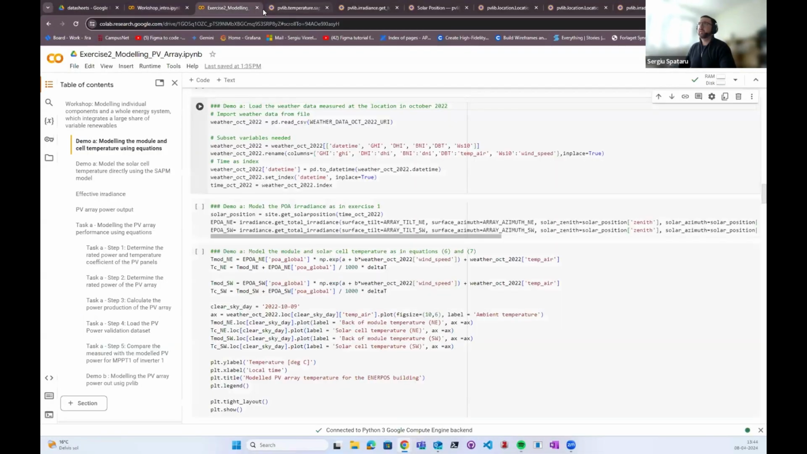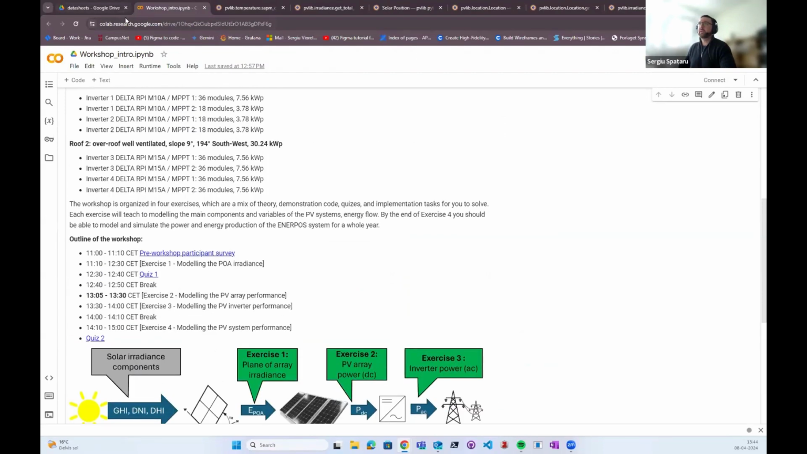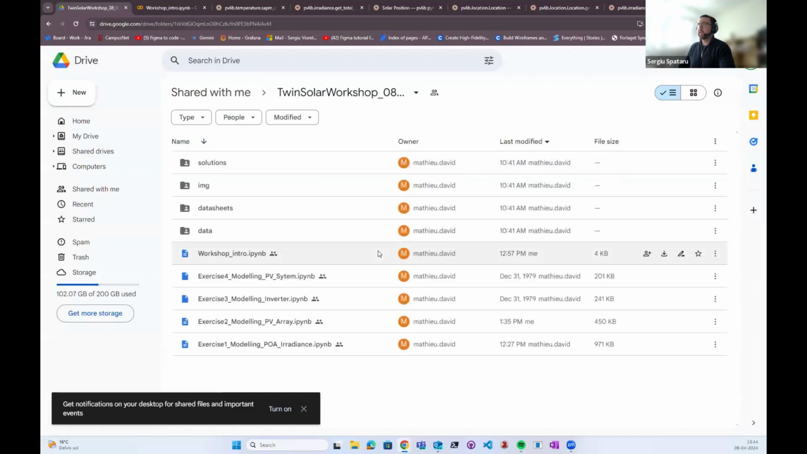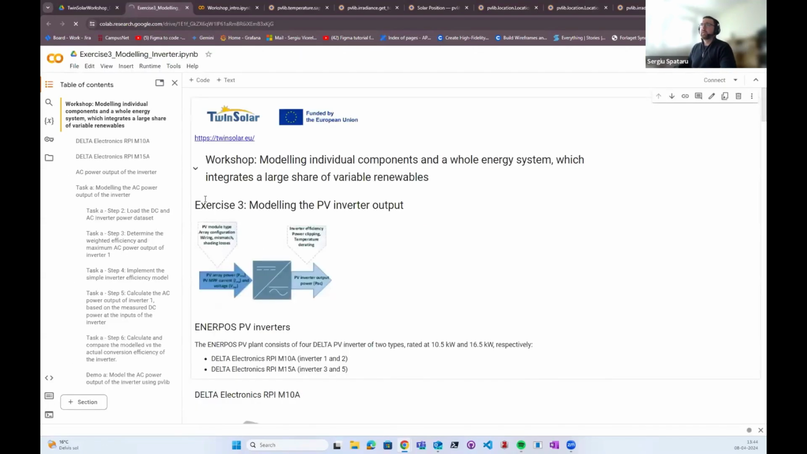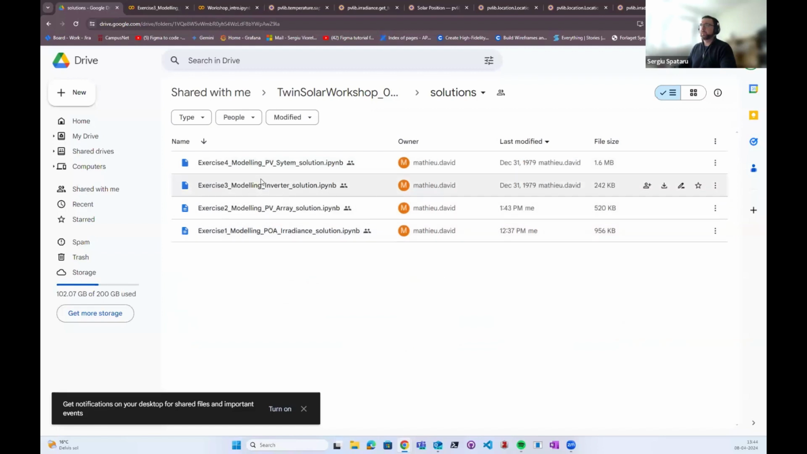So let's have a look. We are halfway through. Let's have a look at how we model the inverter. And you'll see it becomes a little bit easier. Or maybe I will take the solution. So we'll just walk through the solution.